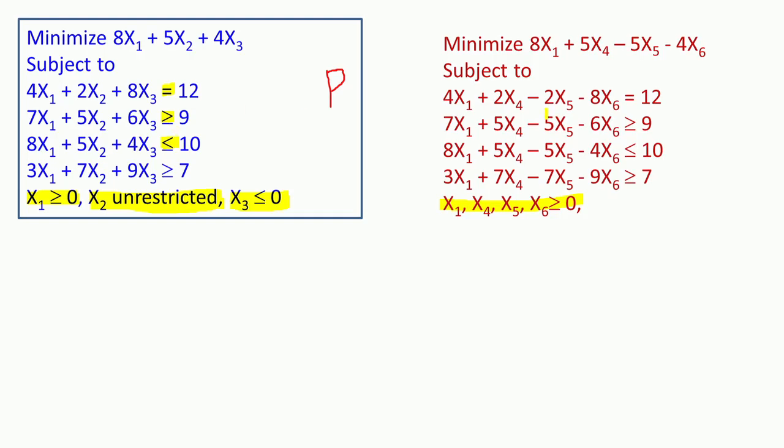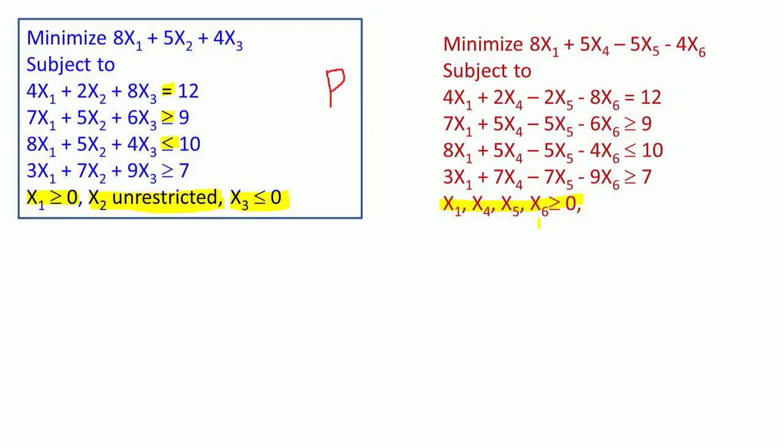The problem continues to be a minimization problem, but since the unrestricted variable is substituted as a difference of 2 variables, we now have 4 variables, which are x1, x4, x5 and x6, but all 4 of them are greater than or equal to 0, and therefore, we have now brought it to a form where all variables are greater than or equal to 0.